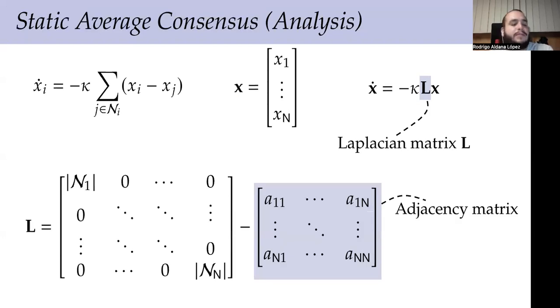And it has this structure, right? So you have one matrix that has a diagonal with the number of neighbors of each agent. And you have here the adjacency matrix, which has the information about which agent is connected to which agent, okay?